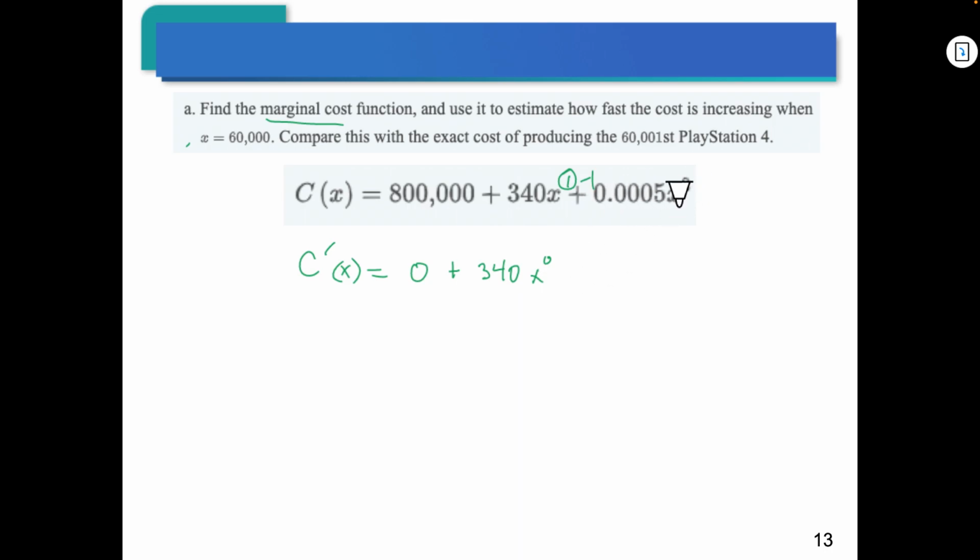And then this last one, we've got the 2 that comes down. So that's going to be plus 0.001. 2 times 5 is 10, so that's 0.0010 if you want, and then x to the 1 power. Okay, we'll clean it up a little bit. The derivative is simply 340 plus 0.0010x.